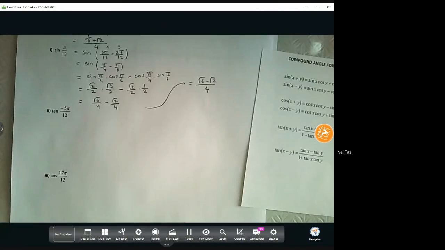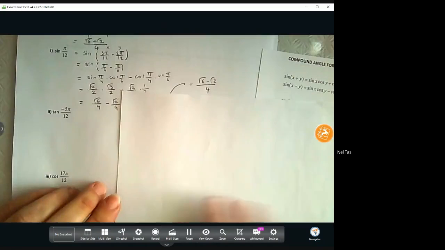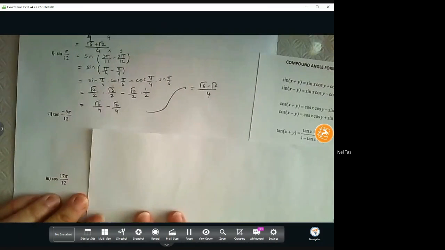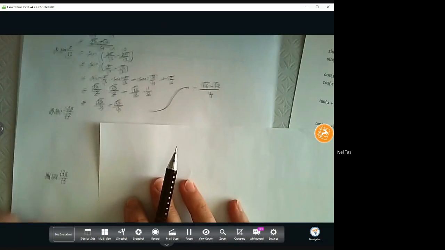The next question. Tangent negative 5 pi over 12. So if the angle is negative, it may be harder to think which two angles you need to combine to get negative 5 pi over 12, right? These are the angles we have.